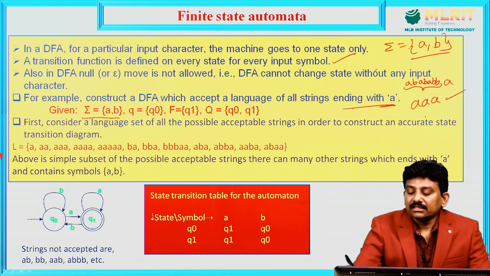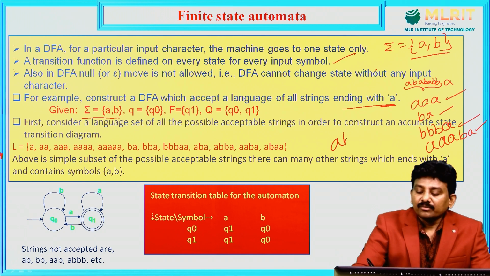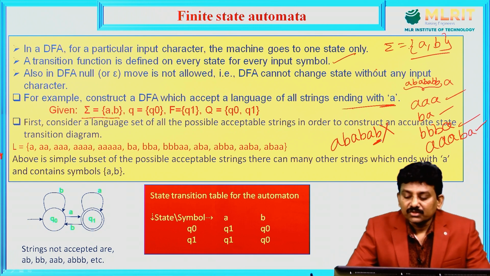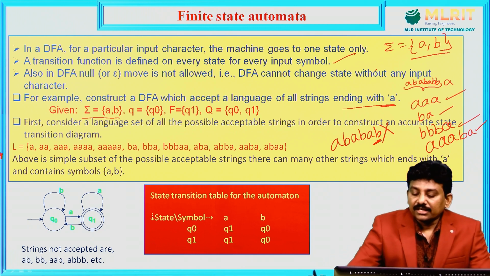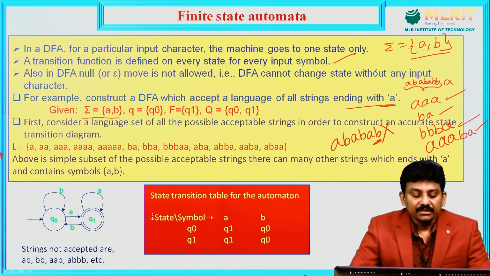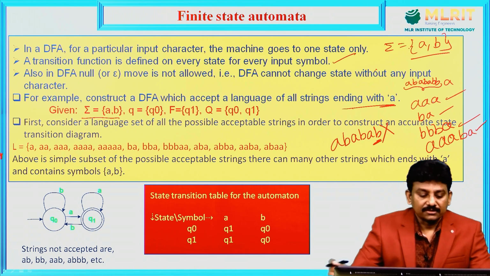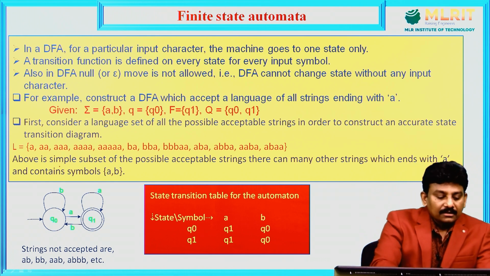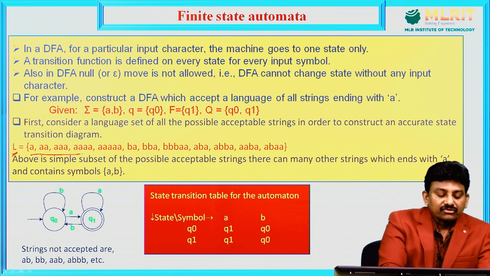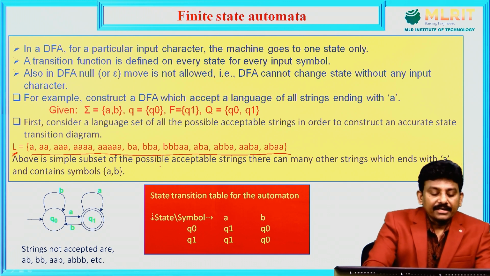A is a valid string, B A is a valid string, all A's followed by B and then A is a valid string. A B is not valid because the last symbol is B. So all strings ending with A should be accepted or recognized by the DFA. We are asked to construct the DFA to accept such strings. Here the language contains the set of strings that all end with A.